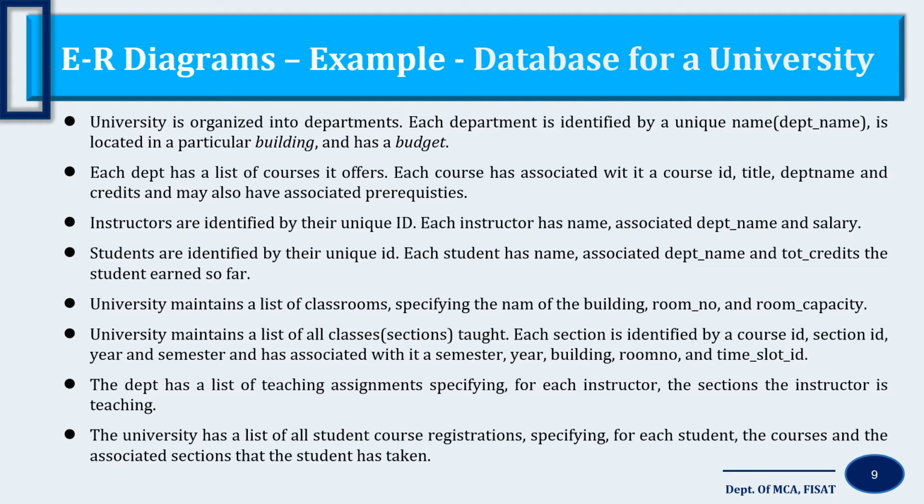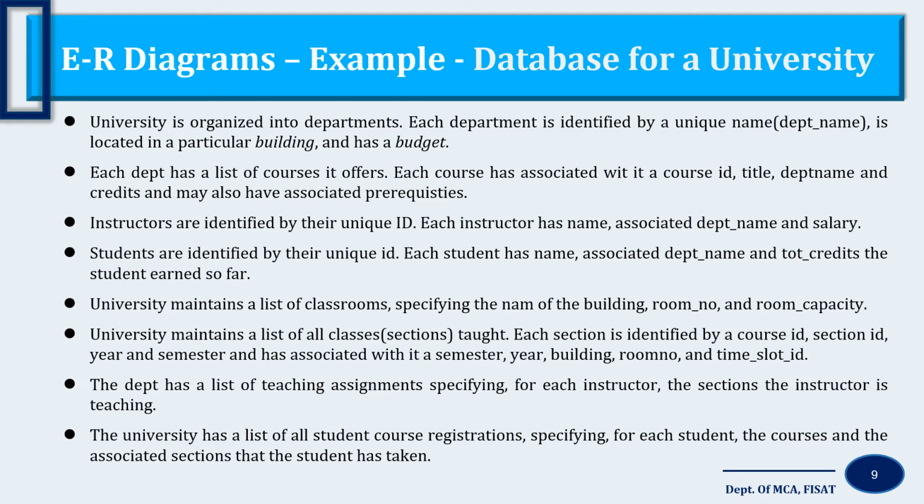The university is organized into departments and each department is identified by a name, the location, that means the building, and has a budget. So we got one entity, right? We are going to have an entity named department and the attributes are also specified here: department name, building, budget, etc. So that's the first entity. Then each department has a list of courses it offers. Each course is associated with a course ID, the title, the department name and credits, and may also have prerequisites. So we identified another entity called course and the attributes are also specified there.